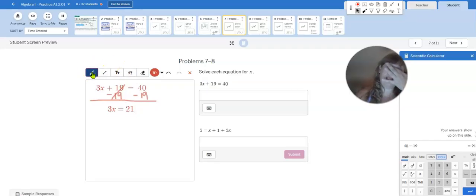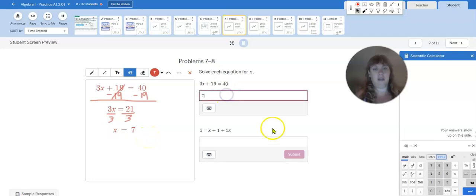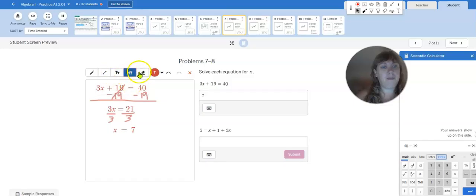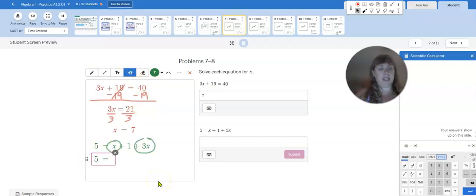3 times x, so the opposite operation is division. So we'll divide both sides by 3. 21 divided by 3 is 7. So our first one is x equals 7. Let's get our second equation on the board. 5 equals x plus 1 plus 3x. We can combine some like terms here. We have a 1x and a 3x. So that can be combined because they're on the same side of the equation to be 4x plus 1.